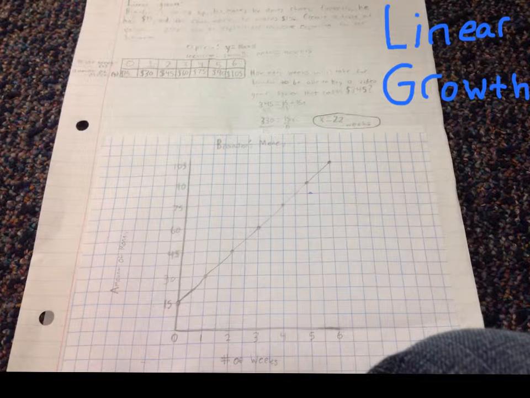So we're starting with linear growth. Brandon is saving up his money by doing chores. Currently, he has $15, and for each week, he earns $15. Create a table of values, a graph, and an explicit and recursive equation for the situation.